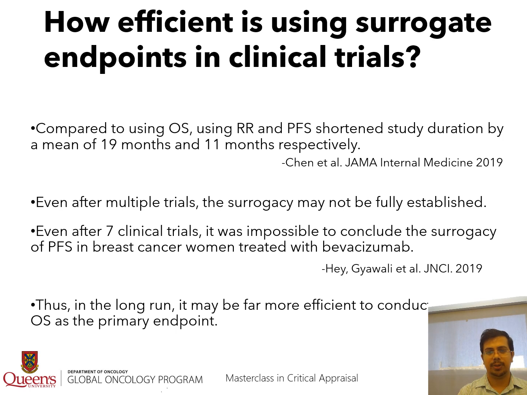We studied that for bevacizumab trials in breast cancer, and we found that there were 7 clinical trials, and even at the end of 7 clinical trials, we could not conclude whether PFS was a good surrogate for OS or not. So even after multiple clinical trials, the question of whether PFS is a valid surrogate for OS for bevacizumab trials in breast cancer was not answered. The answer was maybe, could be, we do not know.